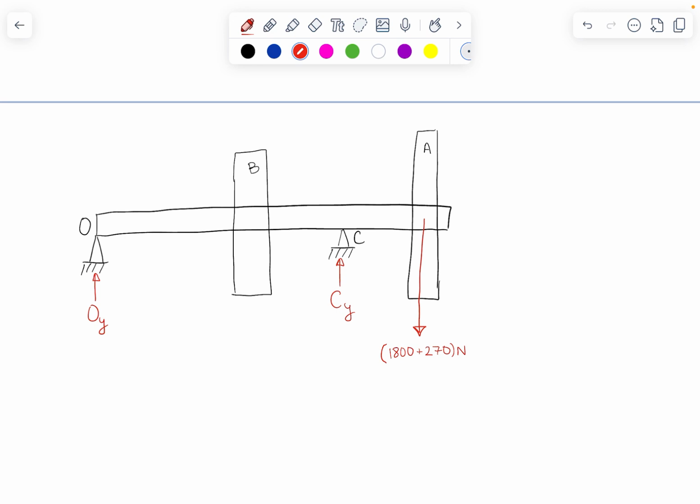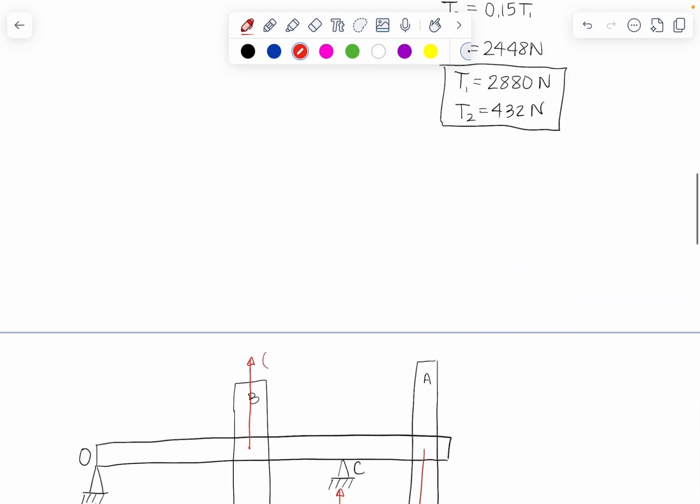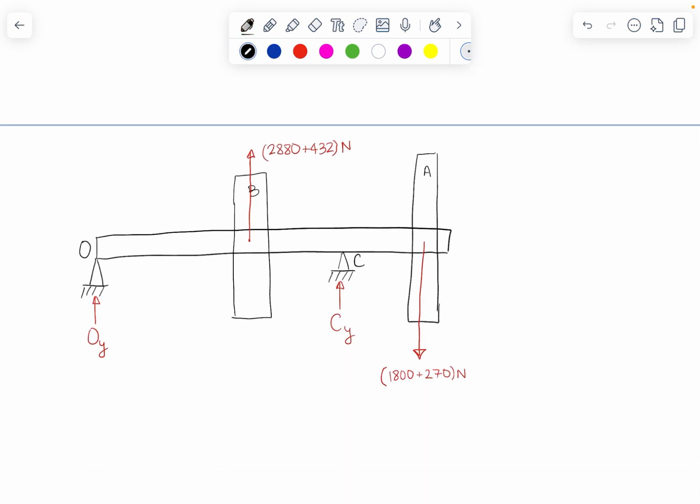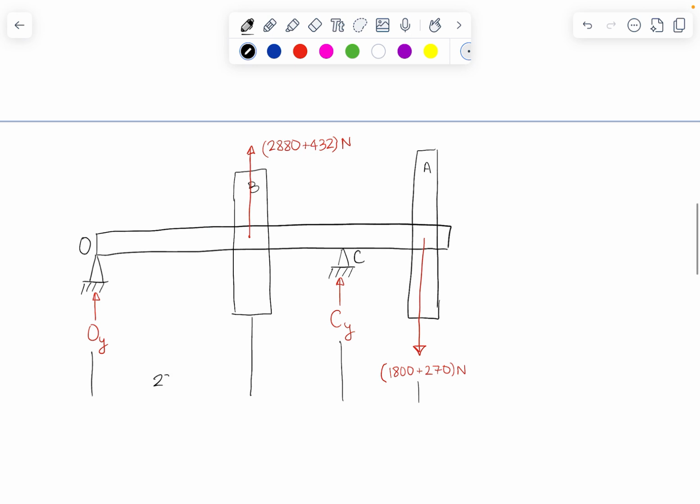And then for pulley B, our tensions are acting upward. And those are, let's see, we just solved for them in the previous step. So that's 2,880 plus 432 newtons. Okay, the last thing that we need here is we need to know these distances between each of the applied loads or reaction loads. So this is not drawn to scale, but we're given that this distance is 230 millimeters. This distance was 280 millimeters. And this distance is 300 millimeters.